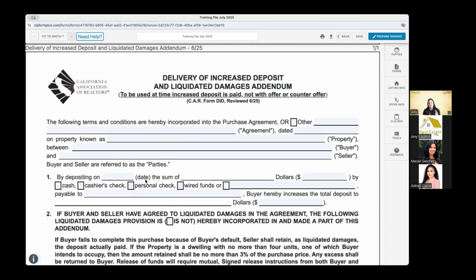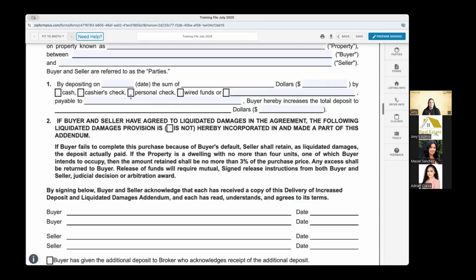And then when the time comes to put that extra $5,900 into the escrow account, then we pull out this form at that time. So the following terms and conditions are hereby incorporated into the purchase agreement or other form or agreement. You're going to date it, property address, buyer's name, seller's names. By depositing on, we're going to say, hey, this is the 24th, the sum of, now we're depositing that extra $5,900, and how they sent those funds over, they wired them, right, or whatever it is.